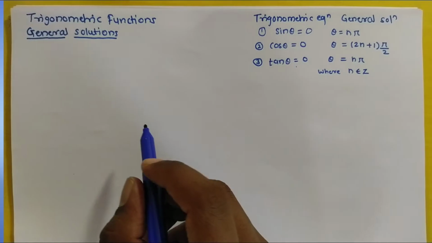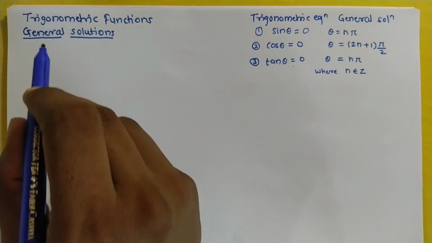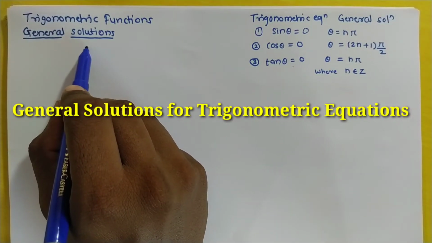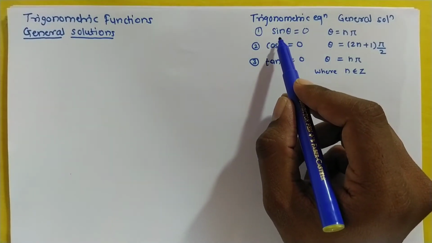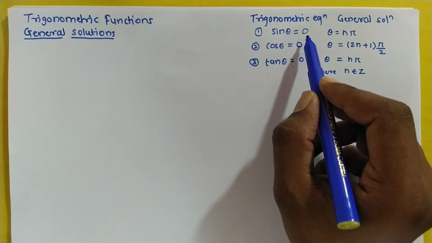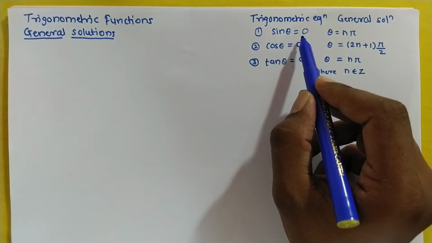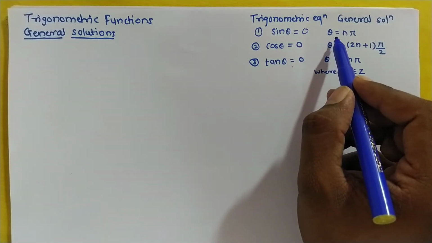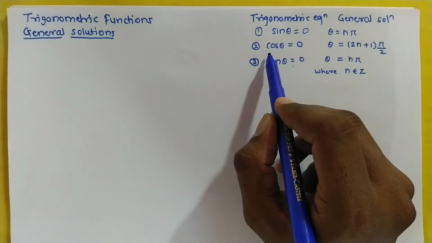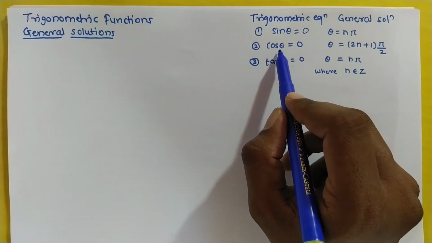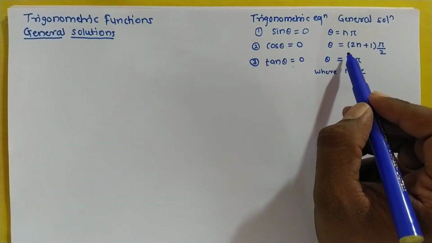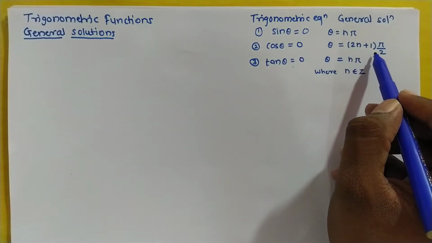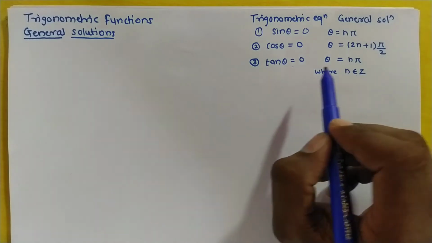Dear student, today we learn how to find the general solution for trigonometric equations. So here, sin theta equal to 0. The general solution for this trigonometric equation is theta equal to n pi. Next trigonometric equation, cos theta equal to 0, having general solution theta equal to (2n plus 1) multiplied by pi by 2.